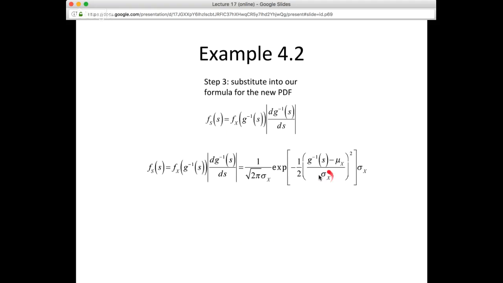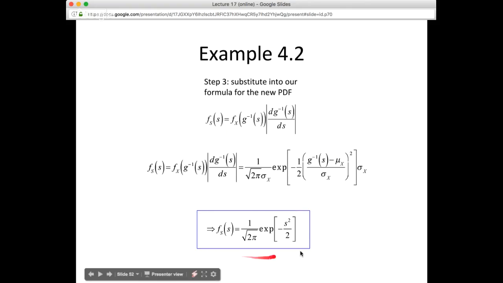And of course, the sigma_x in the denominator is going to cancel with the sigma_x in the numerator, and we're going to be left with s. So when we're all said and done, the sigma in the numerator and denominator cancel, the mu's cancel, and so we're left with this very simple form of the normal distribution, which we immediately recognize is the standard normal distribution. So it has a zero mean and a unit standard deviation.